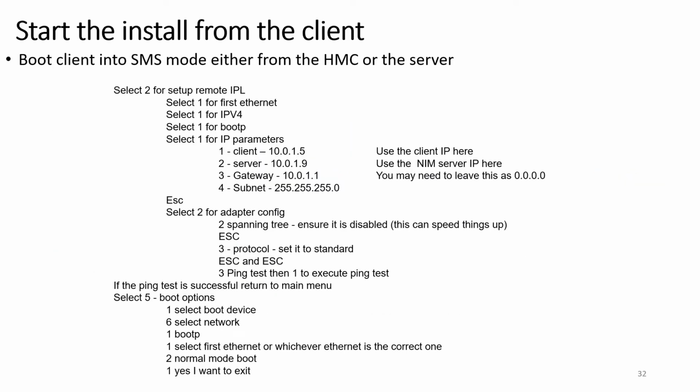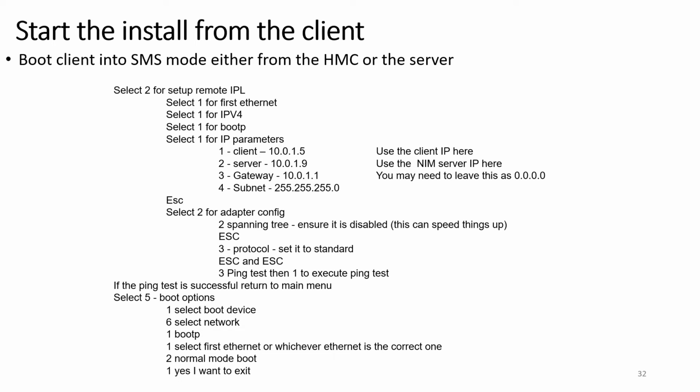So we've built all our resources. We're now going to start the install from the client. So we go into SMS mode and we go into set up remote IPL, and here we go through and we set up all our IP, etc. And if you look down here where I have the select to for adapter config, the protocol I have set to is standard. That's the point at which you can actually switch that to be aggregated and see if you can get that to work.